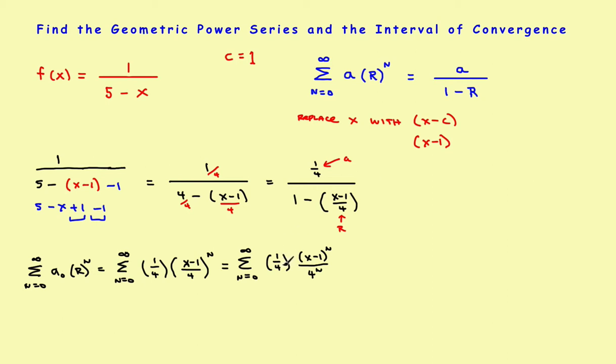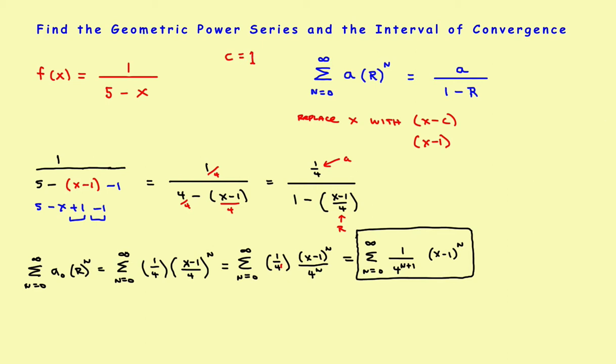Now, you can think of this as being 4 to the first power. So in the denominator, you would have this. This would be the summation as n goes from 0 to infinity of, and you can put these two together. So 4 to the first times 4 to the n would be 4 to the n plus 1. So you can make this be 1 over 4 to the n plus 1 times (x minus 1), all raised to the n power. And that's going to be the rational function expressed as a geometric power series. So you've got the first part of the problem done.